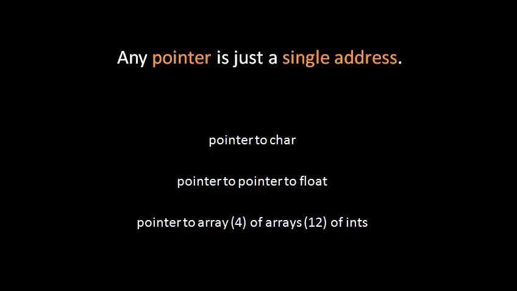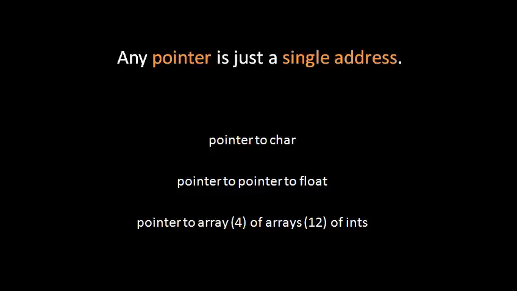In terms of bits, pointers all look the same no matter what kind of thing they point to, but say if you have a pointer to a float, then it must be a pointer value which represents the address of a float somewhere in memory. It's the address of a particular kind of thing. And say a pointer to array size 4 of arrays size 12 of ints, well that's a pointer value which represents the address of some array size 4 of arrays size 12 of ints somewhere in memory. It's the address of a particular kind of array.